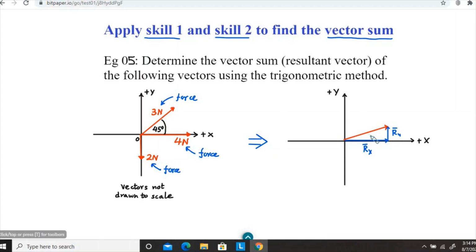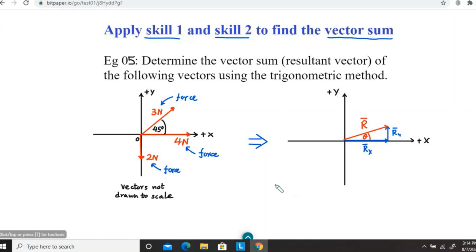So the red arrow gives you the size and the direction of the resultant vector. So this would be our R vector. Now we are not done yet, because we need to find numerically what is the size of the resultant vector and what's its angle relative to the positive x-axis. So let me call this angle theta.